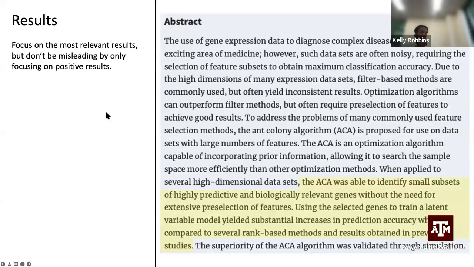Results. The ACA was able to identify small subsets of highly predictive and biologically relevant genes without the need for extensive pre-selection of features. Using the selected genes to train a latent variable model yielded substantial increases in prediction accuracy when compared to several rank-based methods and results obtained in previous studies. Any thoughts here?